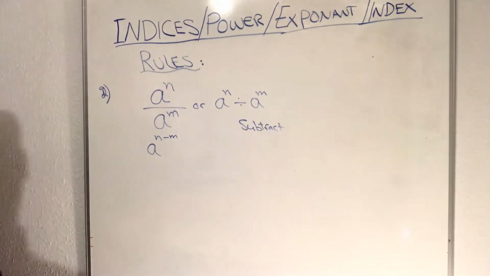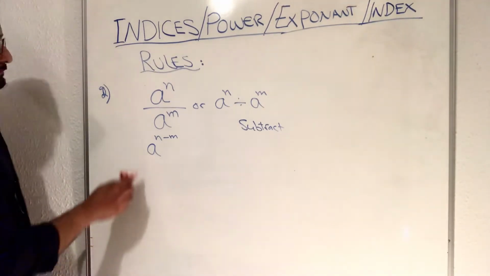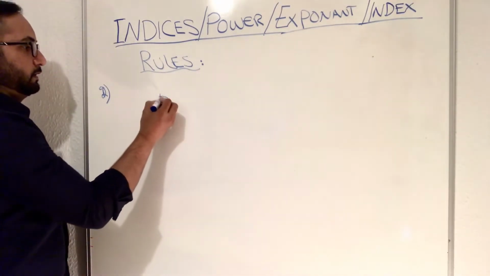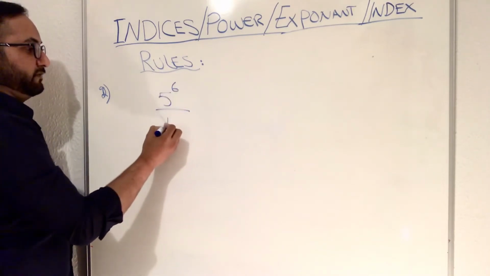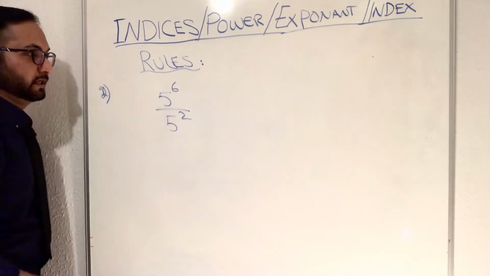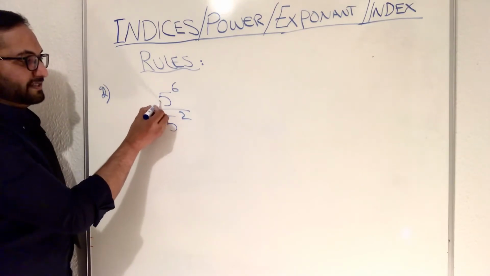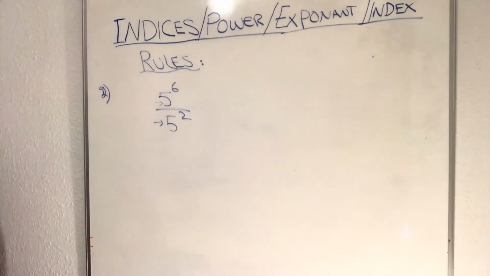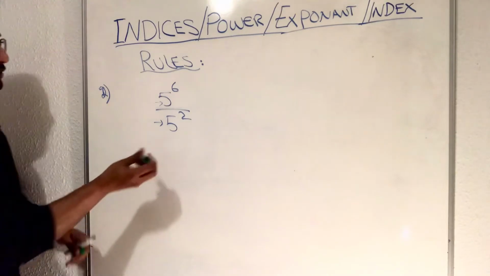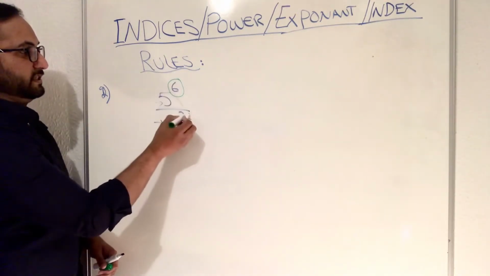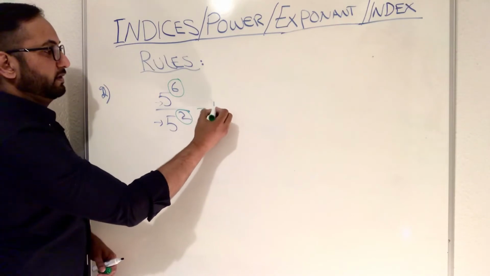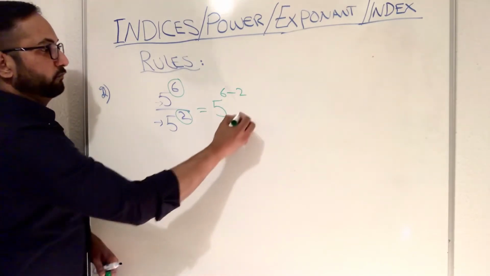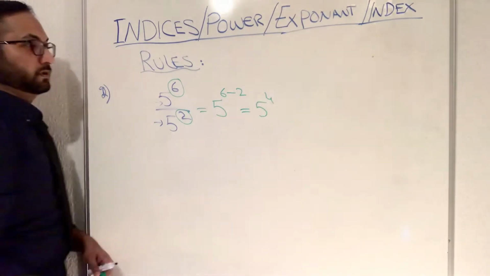Now we go to the example. 5 power 6 divided by 5 power 2. First you need to see the base is the same. If the base is the same, then we have to subtract the powers. So the base is the same, this is power 6, this is power 2. Then we can write 5 power 6 take away 2. We will get power 4. This is the answer.